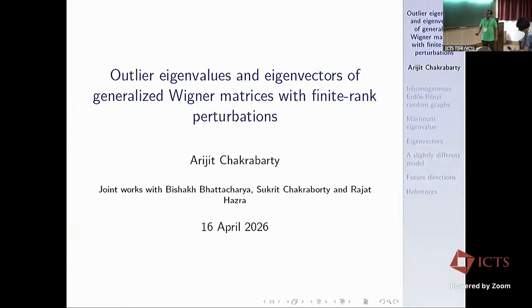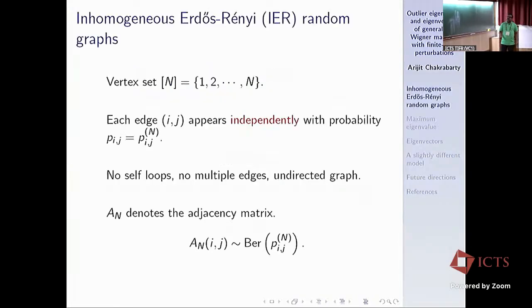So I'll be speaking about perturbed random matrices, and I'll particularly focus on outlier eigenvalues and the corresponding eigenvectors. Okay, so let's start with describing the first model.